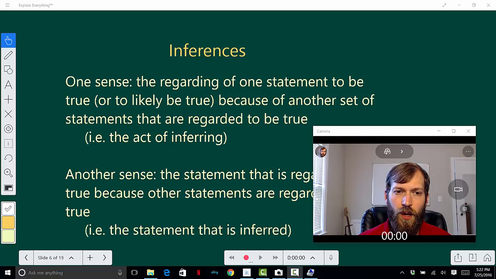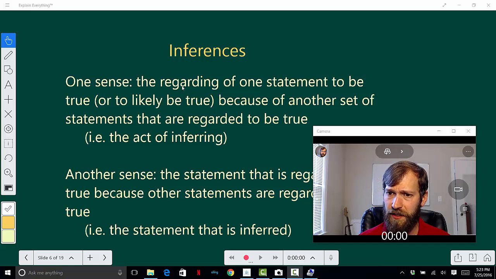That is, we're picking out the act of inferring. We're picking out our reasoning process from accepting certain statements to be true, and that leading us to then take another statement to be true. It's that reasoning process that fits in between those sets of statements and the other statement that's supposed to be true because of the former statements, right? It's that reasoning process that we sometimes use the word inference for.